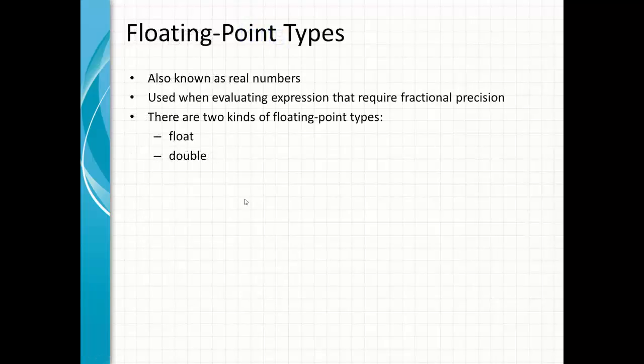Now the next type is floating point. Floating point numbers, as we discussed, are basically numbers with a fraction value. These are the real numbers also. We call them real numbers also. Now, there are two types. First one is float and second one is double.